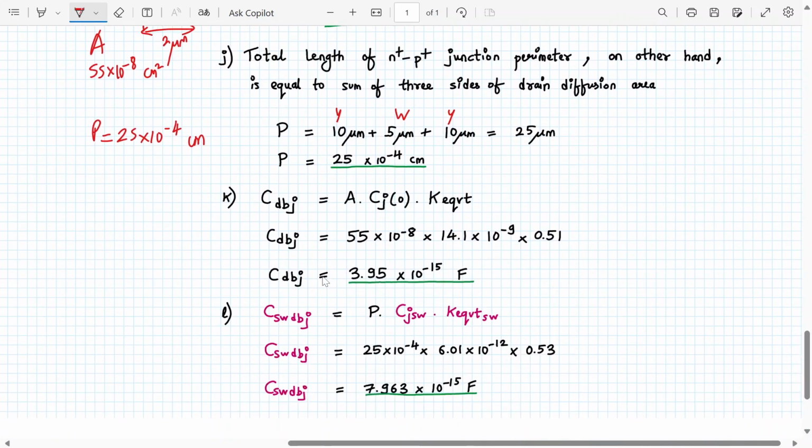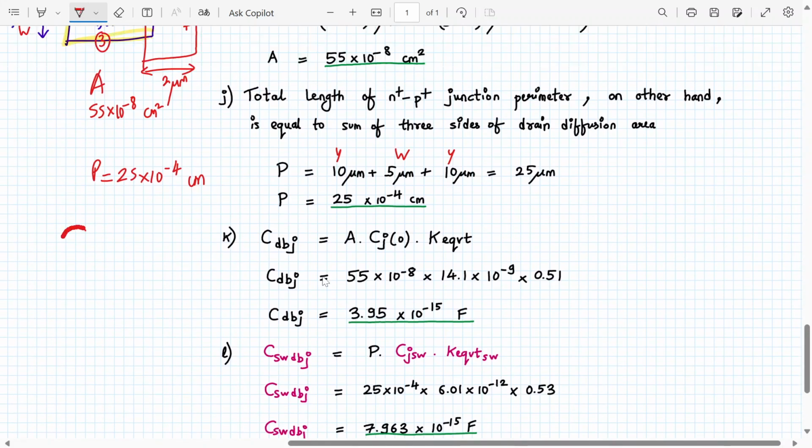Okay. Now we have to find the value of CDBJ. So what is the formula? A into Cj0 into K equivalent. Area is 55. Cj0 we have found out. K equivalent we found out. So this comes out to be 3.95 femtofarad. Now we have to find out CSWDBJ actually.